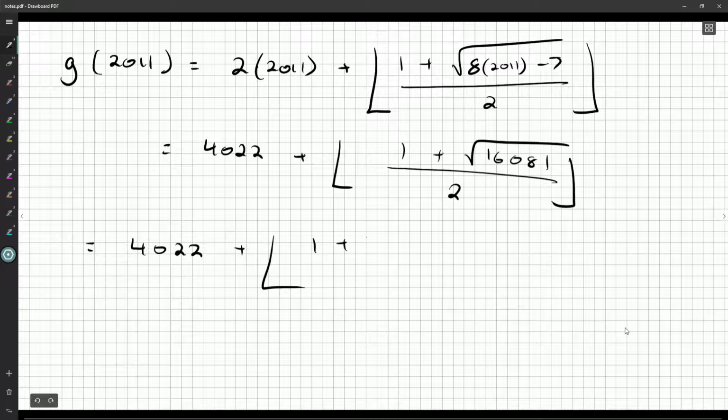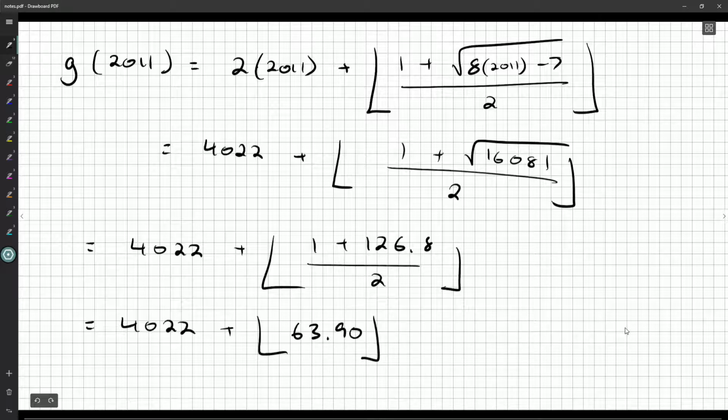So I'll just say 1 plus 126.8-ish. We don't have to be super precise because we're going to be rounding down in a moment anyway. So add 1, divide by 2. 4022 plus the floor of 63.905, I guess, if you want. But that would just be 4022 plus 63, because remember the floor rounds down until you hit an integer. So 4022 plus 63 is going to be 4085.